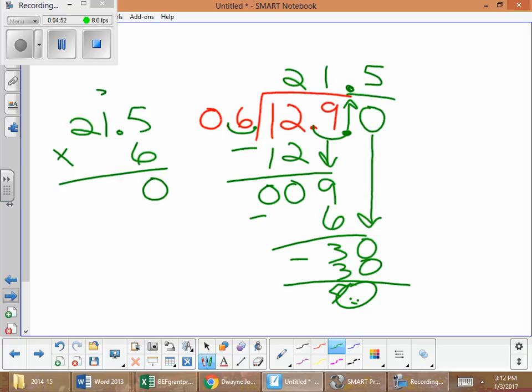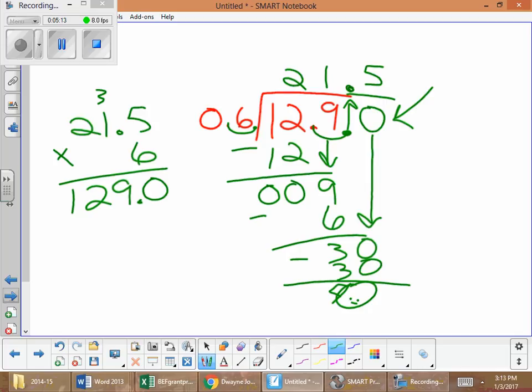6 times 5 is 30. 6 times 1 is 6. Plus 3 is 9. And then 6 times 2 is 12. And then we count the decimals, we move it over, it is 129, and that is exactly what we got. So there's a way to check. You know that that is actually working when we bring down the 0 right over here. It is working. Let's try another one.